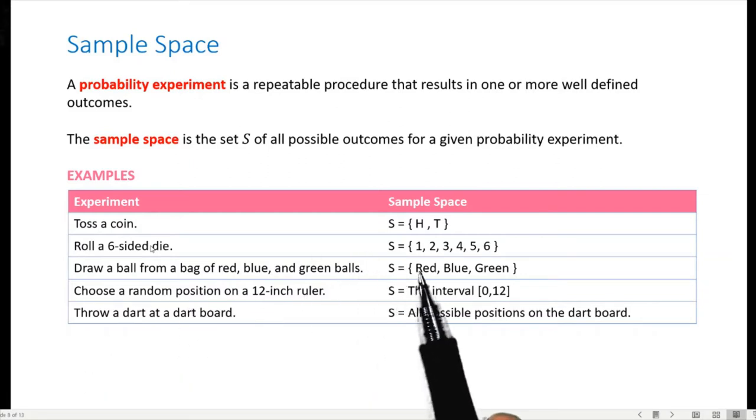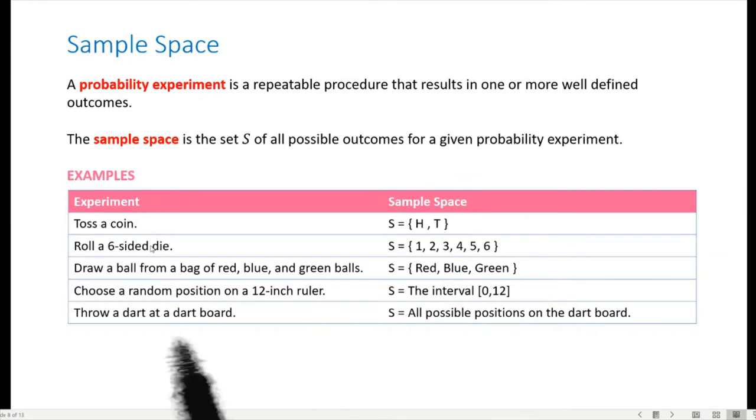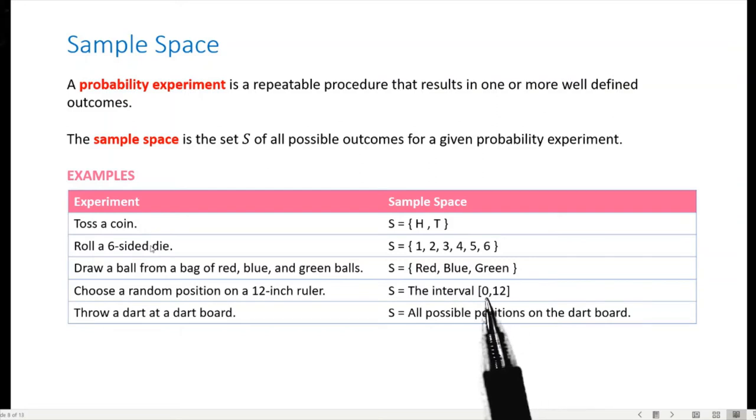Anyway, draw a ball from a bag of red, blue, and green balls. The sample space would be, well, you could either draw red, blue, or green. These are the possible outcomes. Choose a random position on a 12-inch ruler. Well, now this one, if I have a ruler, I can choose any position on that ruler, right? So any number between 0 and 12. And this is actually an infinite number of possibilities here, because I could choose 1.5, 1 3/4. I could choose pi, 3.14159. All those real numbers between 0 and 12. Here's an example where we have an infinite sample space.